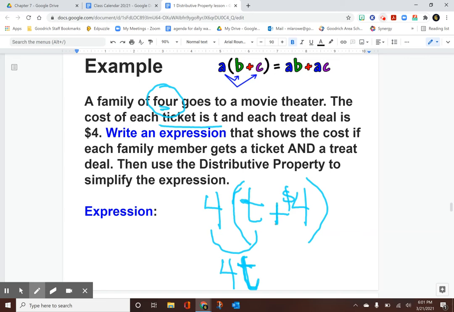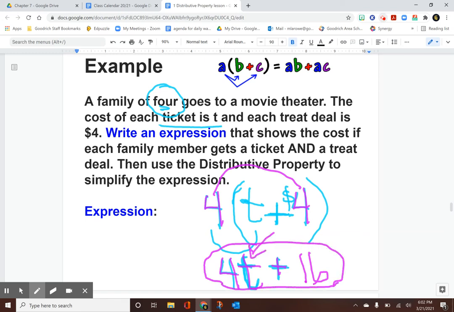But then there's an extra cost besides the tickets. And this is the treat deals. So if each treat deal is $4 and we need to buy 4 of them, 4 groups of $4 treat deals is really $16 spent on snacks. So I'm going to buy 4 tickets and also spend $16 on treats. Now, I can't really solve this until they tell me how much the tickets are, but at least I'll have one spot to drop that variable and then know I'm also spending $16 extra just on treats.